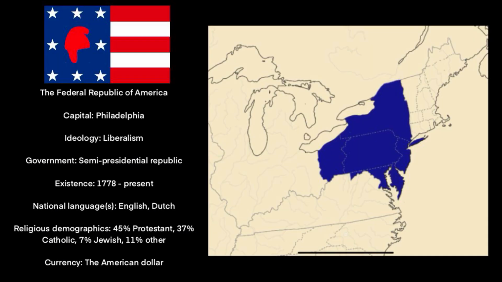The Federal Republic of America. America in our timeline forms a somewhat united entity during the Revolutionary War, but this wasn't always the case.